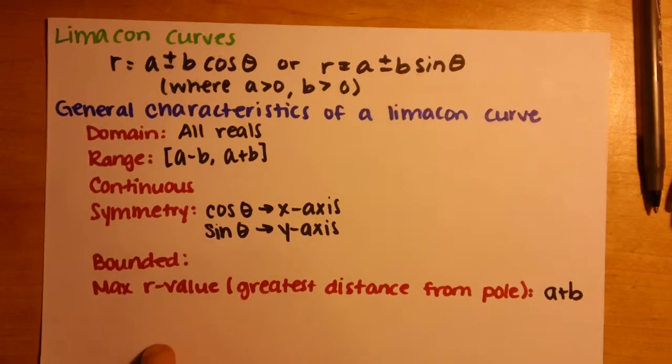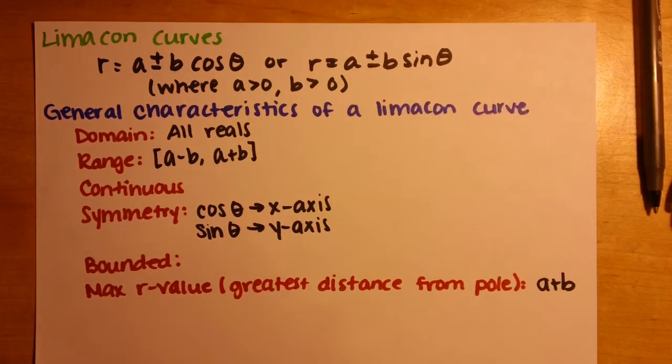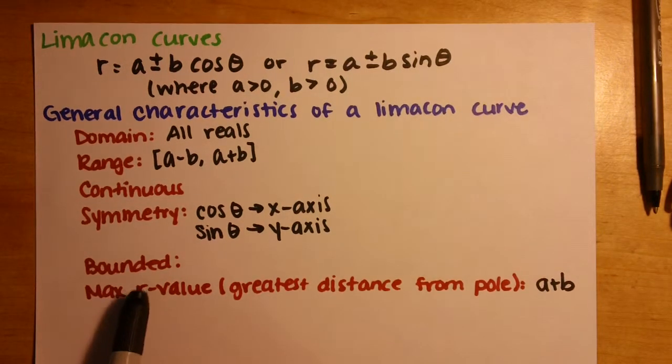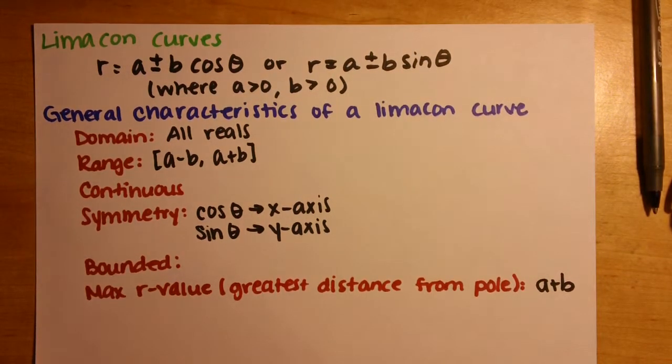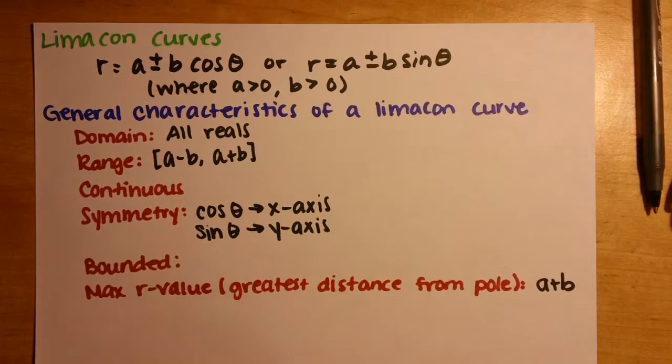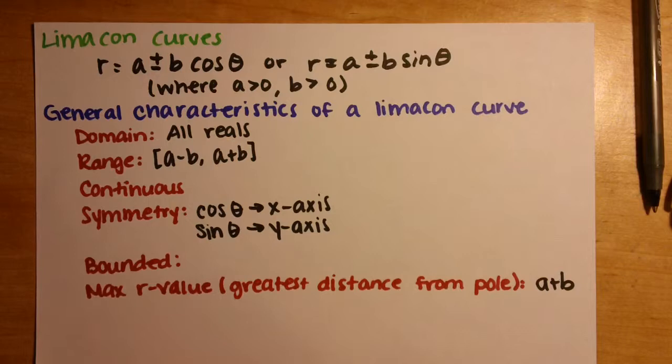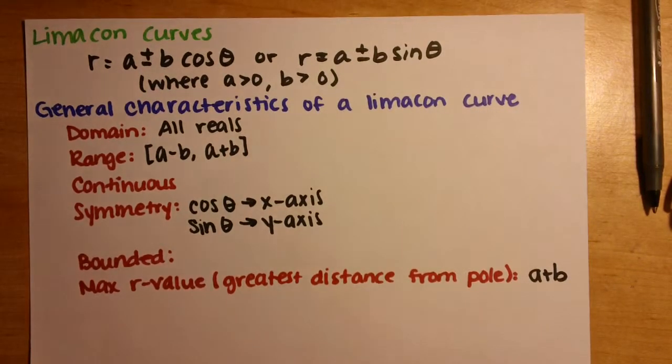It is continuous. For symmetry, if you have cosine theta, it'll be symmetric about the x-axis. Sine theta will be symmetric about the y-axis. It is bounded. And the maximum r value, the greatest distance from the pole, is going to be a plus b. So these are some things that you could memorize to be able to analyze these functions very quickly.